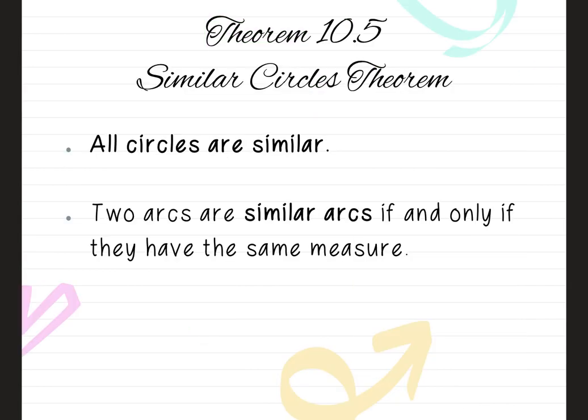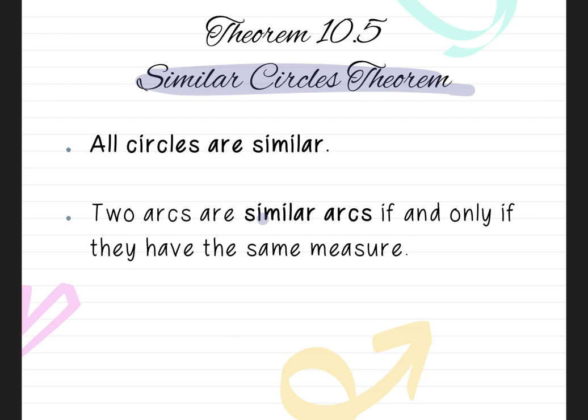All right, and then theorem 10.5, the similar circles theorem, which says all circles are similar. Like our model with our scale factor, if there was a small right triangle and a big right triangle and they were similar, all the angles would be the same and all the sides would be proportional. It's kind of like that, except it's a circle. It only has one unit of measurement. Your radii or your diameter is the only thing that you can use. So they are all similar.